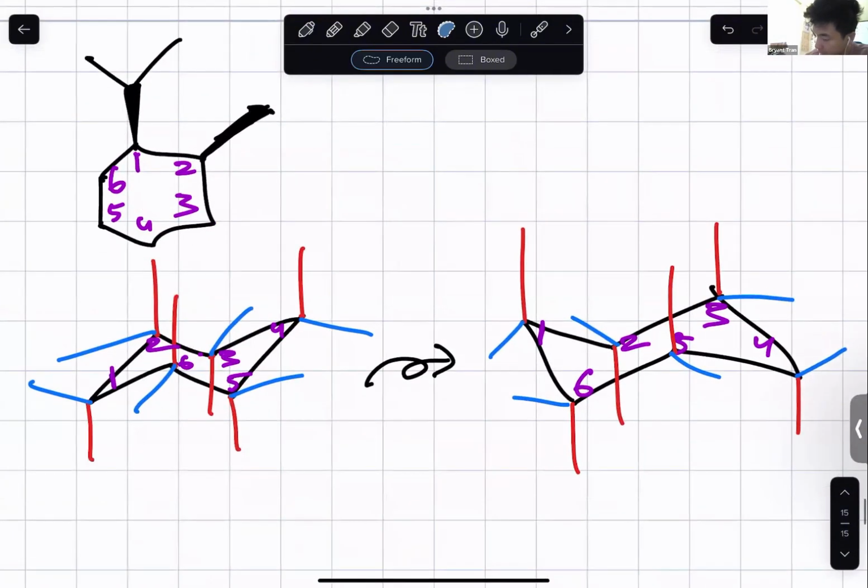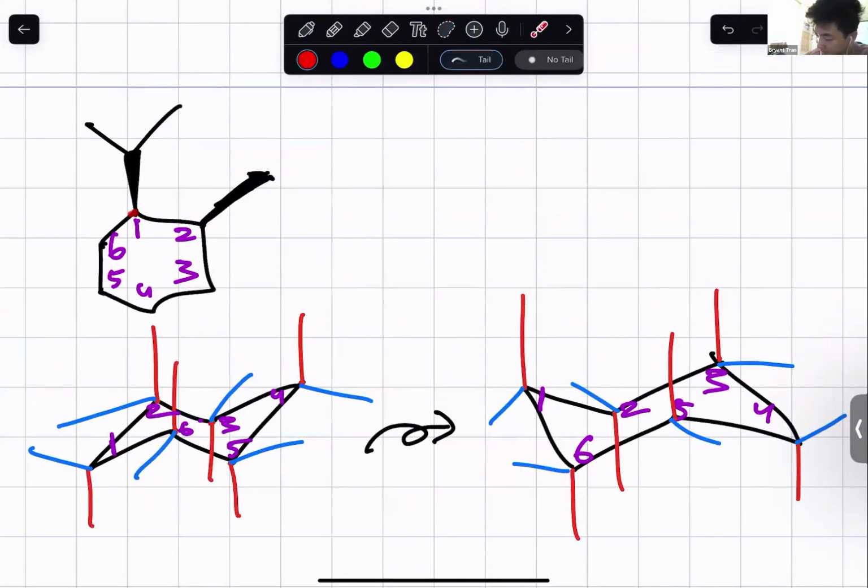Okay. So let's look at number 1, which is this right here. If you see a wedge, right? Let me make this dash so I could explain the difference between wedge and dash. What does this wedge mean to you guys? It's coming out of the paper. Yep, it's coming out of the paper towards you, right? So it's going to go up, towards you.